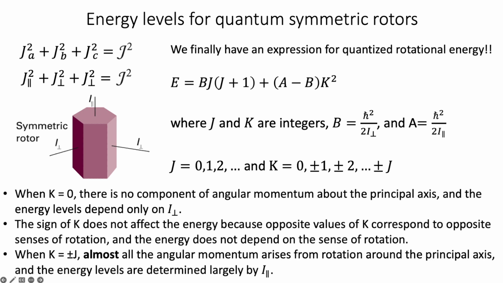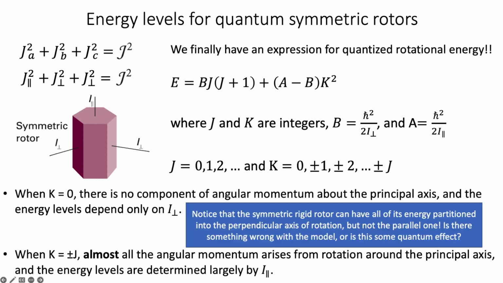And finally, when k equals plus or minus j, so let's say j equals 2 and then k equals 2 as well, in that case, almost all the angular momentum arises from rotation about the principal axis, and the energy levels are determined largely by I parallel along that principal axis. So this is interesting because notice that the symmetric rigid rotor can have all of its energy partitioned into the perpendicular axis of rotation. That's allowed, but not the parallel. So you can't say that it's only rotating about the principal axis.